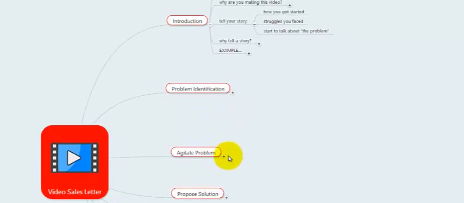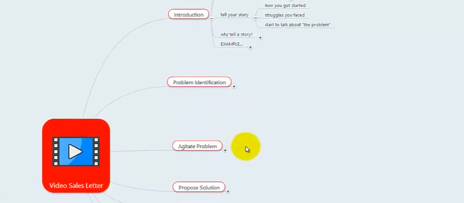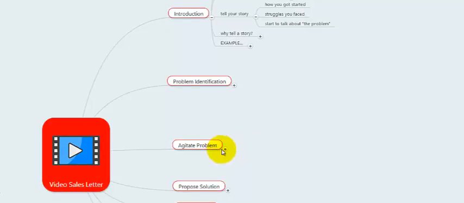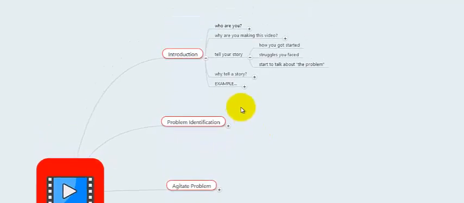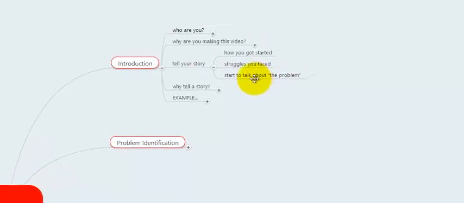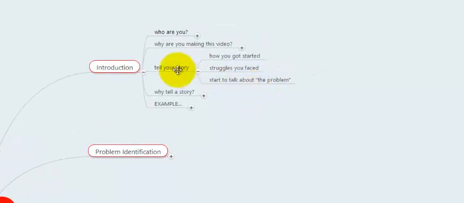And then we're going to agitate that problem and really turn the knife, if you will, and talk about the implications of the problem, how the problem could get worse if they do nothing about it. And then we're going to propose a solution to that problem, and that solution is our product. So any product or service will have a problem associated with it, whether it's your own story, a customer you can tell their story, or a made up customer, or an avatar, or whatever.